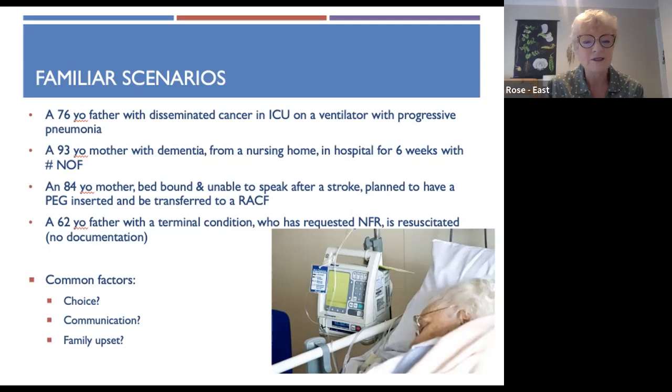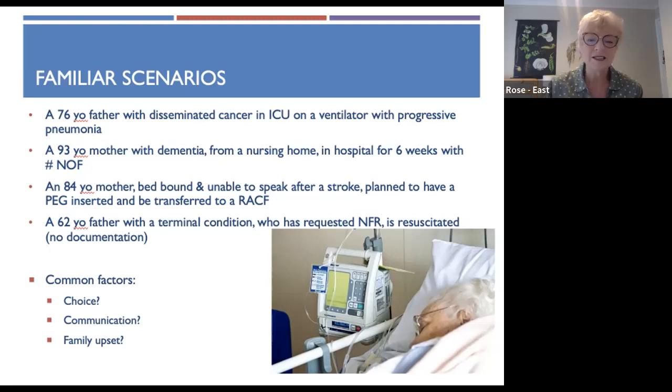Got a 76-year-old father with disseminated cancer in the ICU on a ventilator with progressive pneumonia, or a 93-year-old mother with dementia from a nursing home in hospital for 6 weeks with a fractured knob. The 84-year-old mother bedbound and unable to speak after a stroke, who is planning to have a PEG inserted and be transferred to a residential aged care facility. Or a 62-year-old father with a terminal condition who's requested an NFR and is resuscitated because there was no documentation.